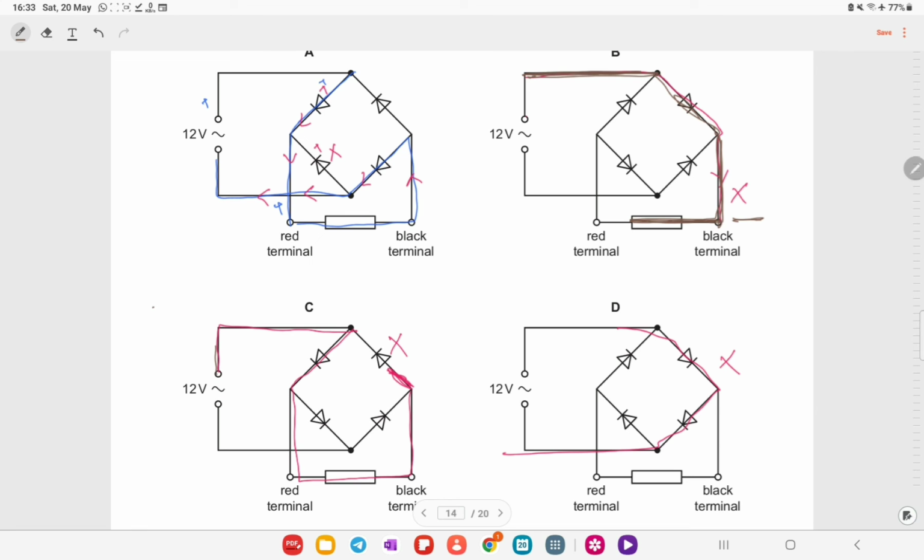In the second scenario, in option C, the current travels from this point, it goes like this, and this is right, red to black. But after this it is going to be stopped. There's no other passage over here, so it's not going to work properly. In option D, the positive is going to travel in this direction, then this direction, and then it goes like that. So it is not moving from this portion, so this is also wrong. So these two options are wrong.